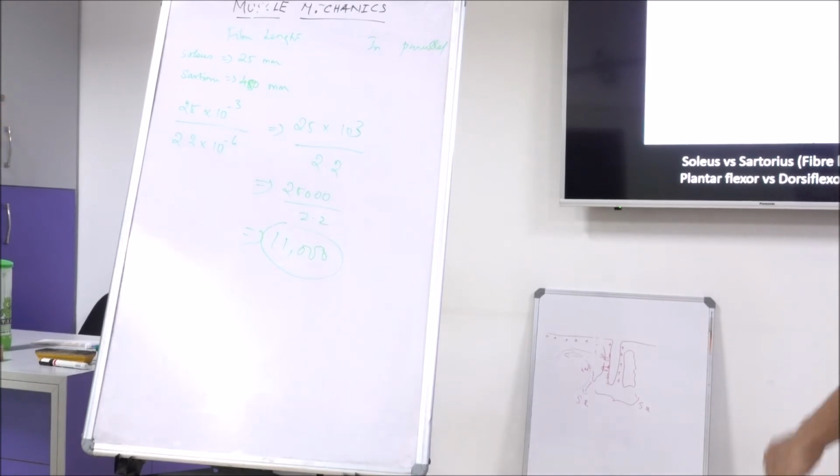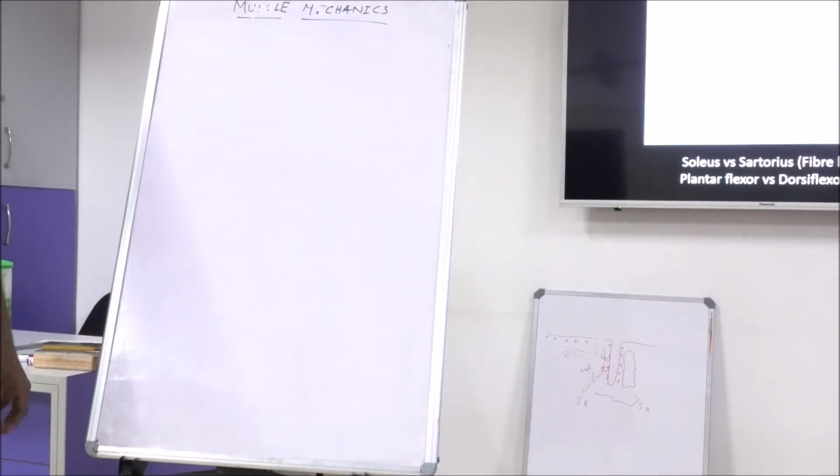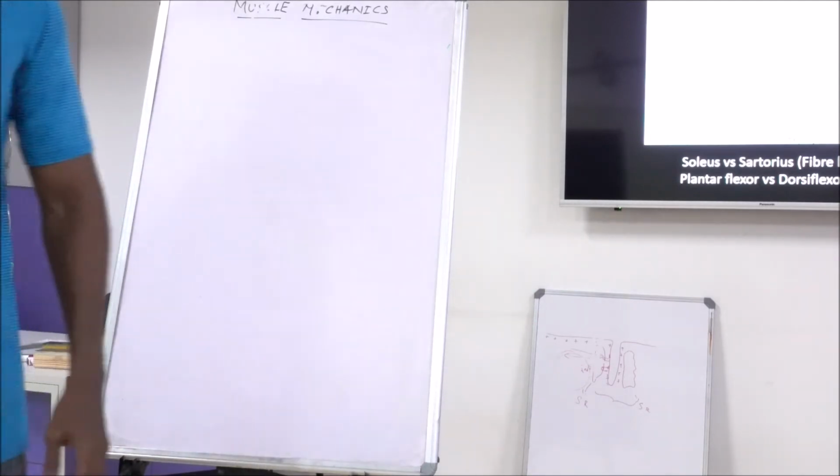That indicates the muscle fiber length is longer in sartorius, which has a lot of sarcomeres in line with each other, whereas in the soleus, very few sarcomeres are present. Compare the plantar flexor and dorsiflexor.